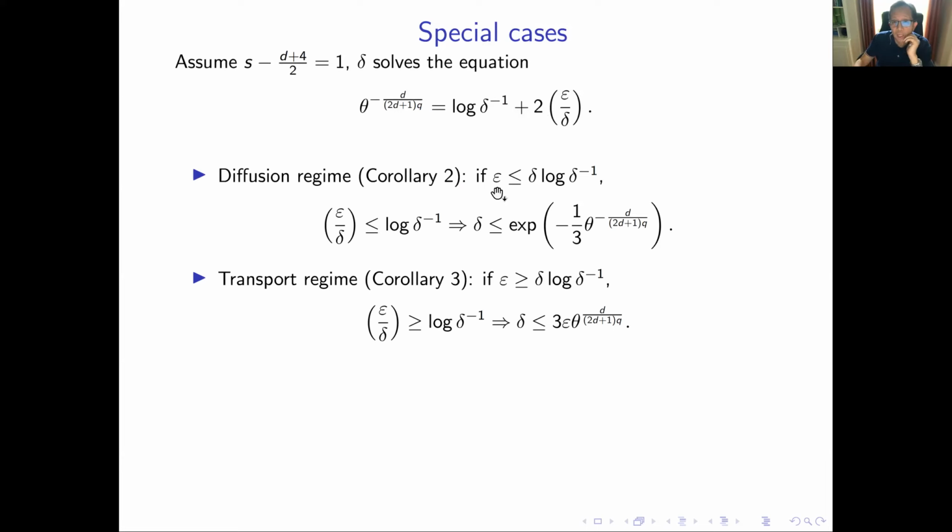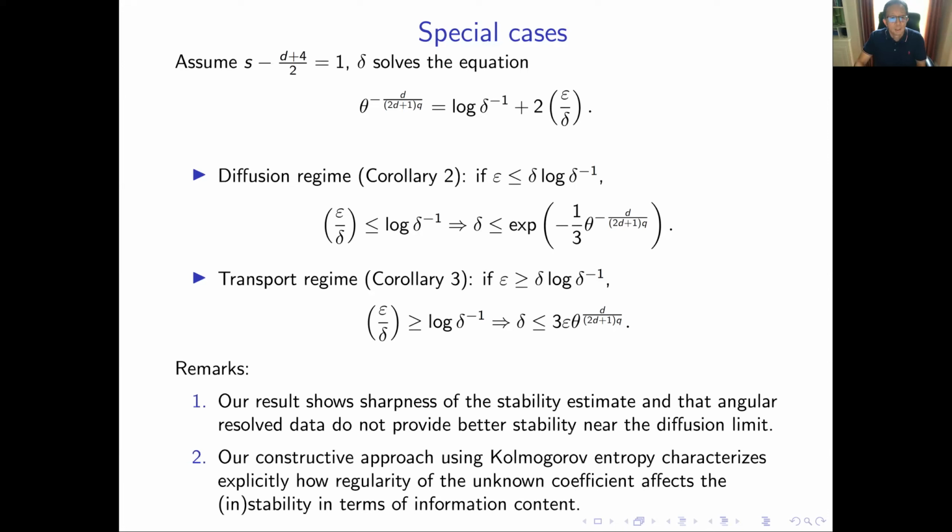So basically, if epsilon, the mean free path, is small, quote small, determined by some function of the perturbation, it's not strict, absolute small. It's small compared to this, and you have this. And if it's big, then you have this. Okay, so that's the diffusion regime. That's the transport regime.